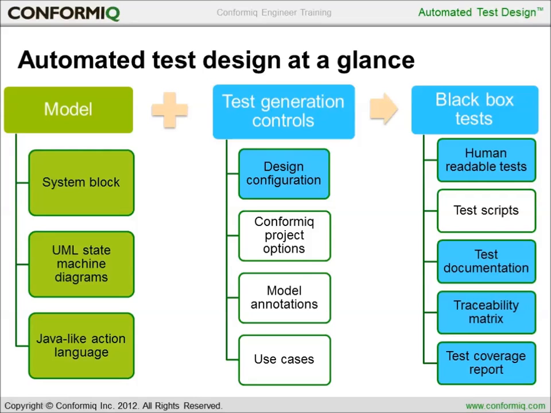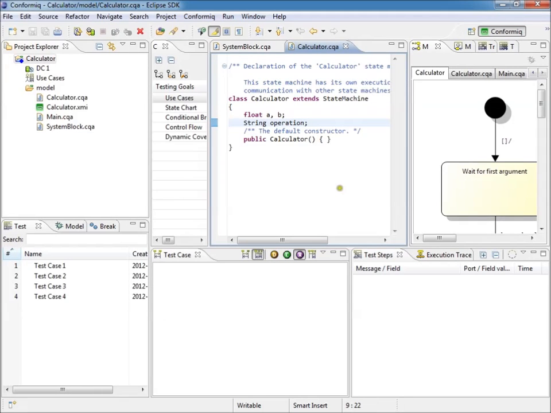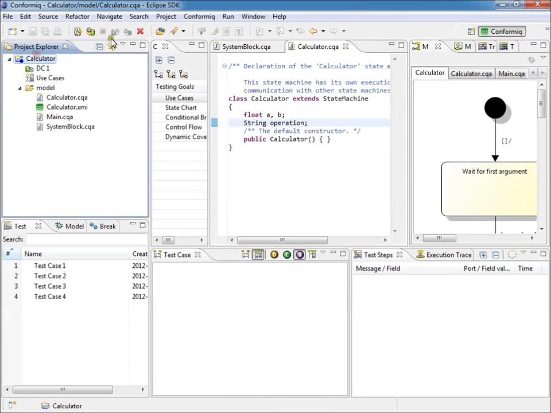Let's recall our example system under test specifications, which is a simple calculator. This calculator has a conventional keypad and display and supports 4 basic arithmetic operations. Let's go back to our Conformiq project, which we created in the previous video. In our previous session we generated test cases using default test control settings. Let's do it again now.